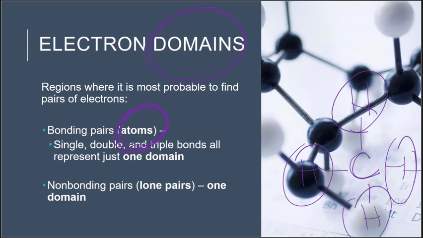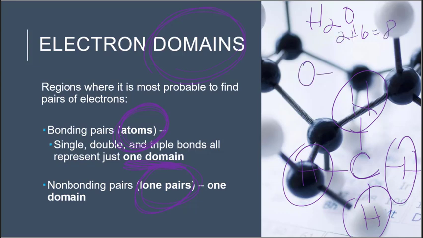And a domain can be a single, a double, or a triple bond, and that all is describing one domain. A domain is also a lone pair. That counts as one domain. For example, if I looked at water, H2O, and I wanted to draw this, I would first do the Lewis structure, and I'd say, okay, I have 6 electrons for oxygen, 1 each for hydrogen, so that's plus 2, so I've got to have 8 electrons.